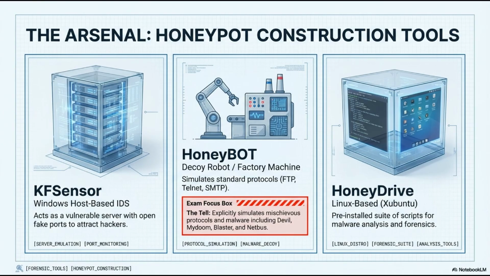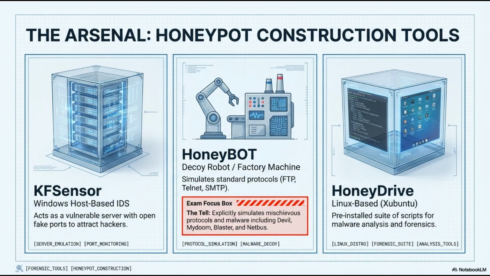First, standard protocols: Echo, FTP, Telnet, SMTP, HTTP, all the usual suspects. But more importantly, it explicitly simulates mischievous protocols and malware vectors. Specific malware names. Yes. This is one for the notepad. If you see a question referencing a tool that simulates Devil, MyDoom, Blaster, and NetBus, the answer is HoneyBot. Devil, MyDoom, Blaster, NetBus. That sounds like a heavy metal lineup from 2003. It really does. They're older threats, but HoneyBot mimics them to attract specific types of attacks that are still looking for those old vulnerabilities. Memorize that list.